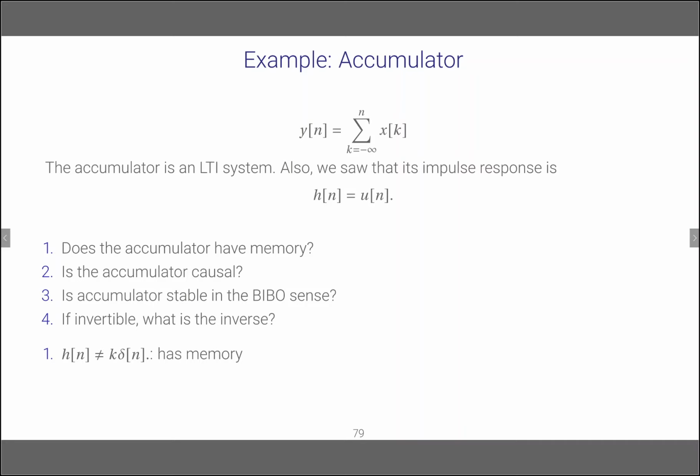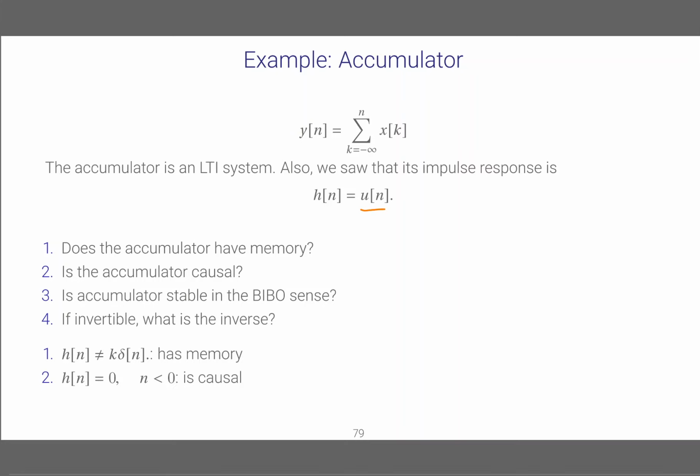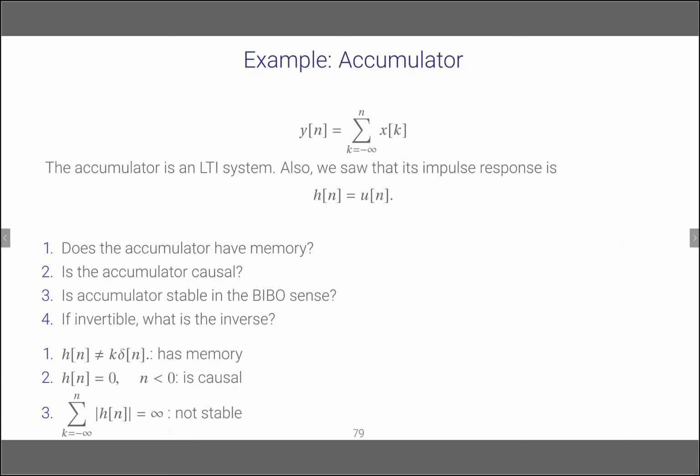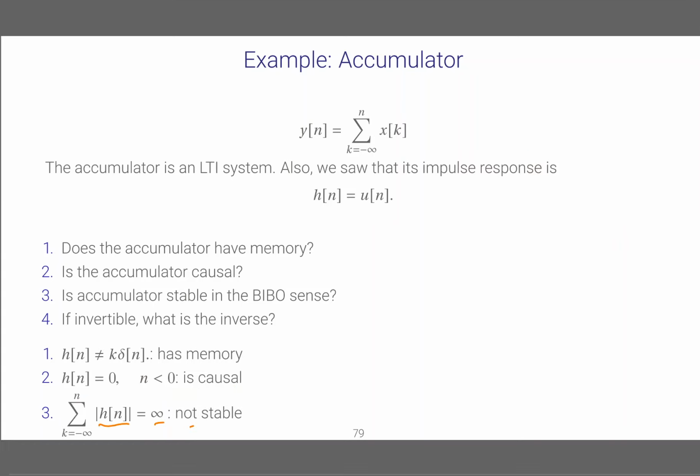So h[n] is not equal to k times delta[n], a constant times delta[n], so therefore it has memory. Because it actually sums all these things, not just delta[n minus 1]. So u[n] means not only delta[n], but all these values are there, right? It is not delta[n]. So h[n] is 0 for n less than 0, so this is causal. Is it stable? If you try to get the absolute sum, it is infinite, so it is not stable.